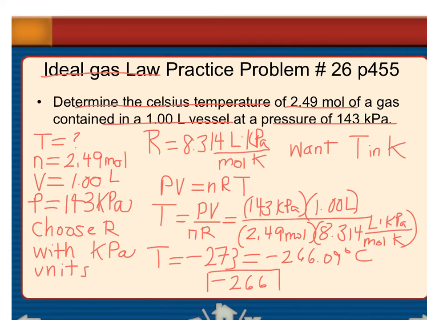You could have done a unit check there as well. I didn't show it in the problem, but it would be a good idea just to check all your units. You find out you have units of Kelvin left. When you find the temperature, you then want to go back and convert it to degrees C. And that's another application of the ideal gas law.